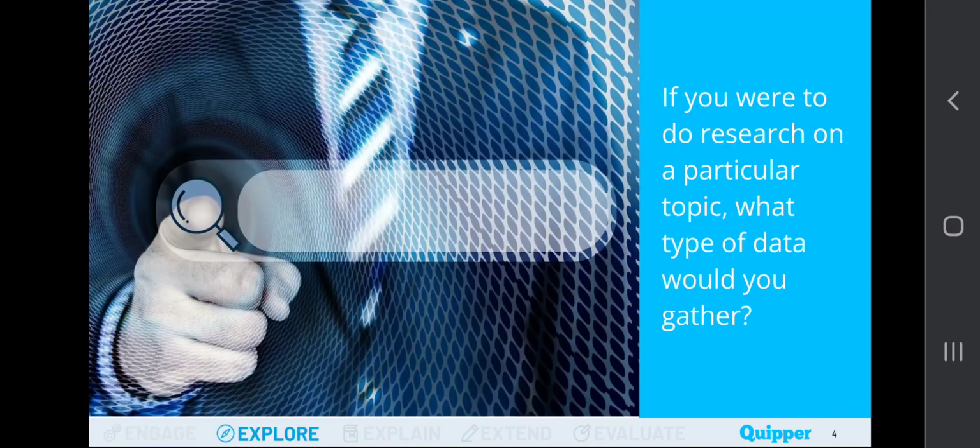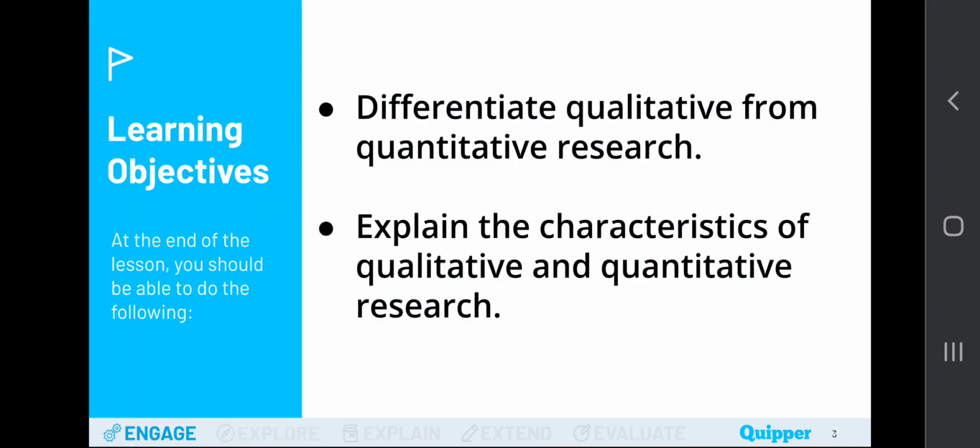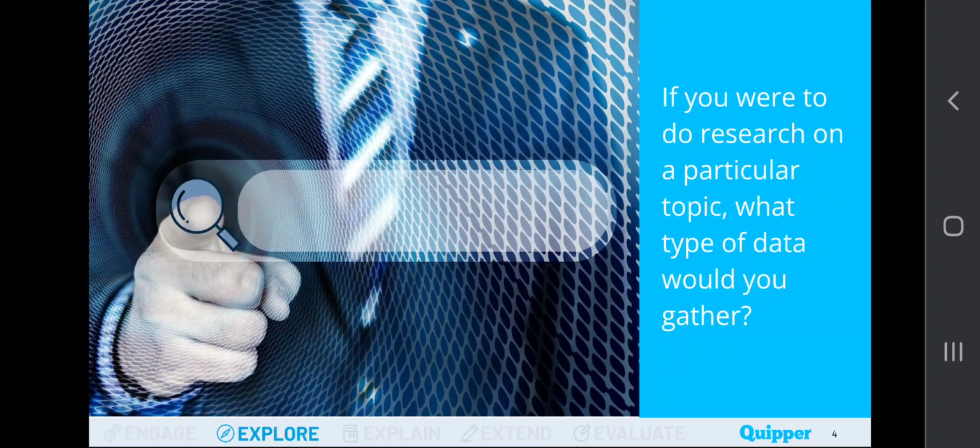So in this lesson, we are going to differentiate qualitative from quantitative research and explain the characteristics of both. Now, if you were to do research on a particular topic, what type of data would you gather? Remember that gathering the right data will help you largely in coming up with the right resolution or findings of your research study.